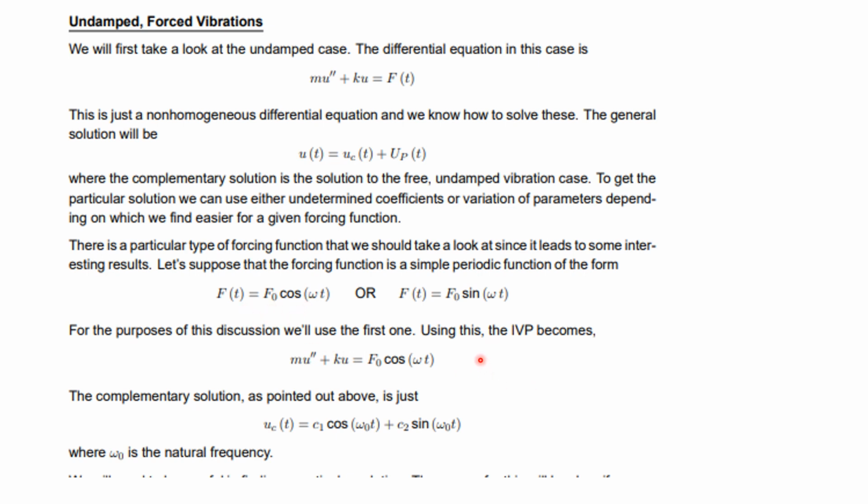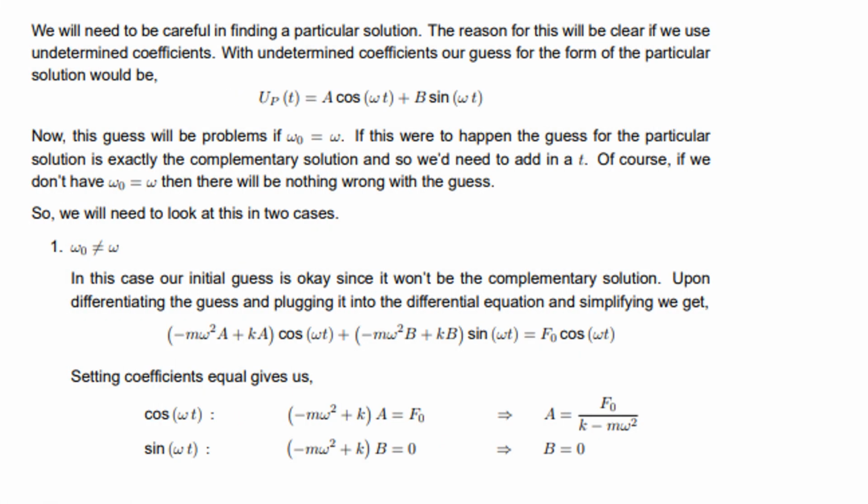So the IVP then becomes this, but instead of f of t, we put F0 times cosine omega t. And the complementary solution, as pointed out above, is c1 cosine omega 0 t, where omega 0 is the natural frequency of the system, plus c2 times sine omega 0 t, where again, omega 0 is the natural frequency.